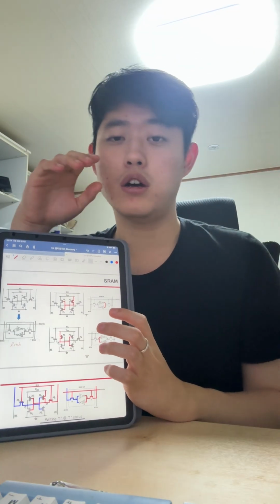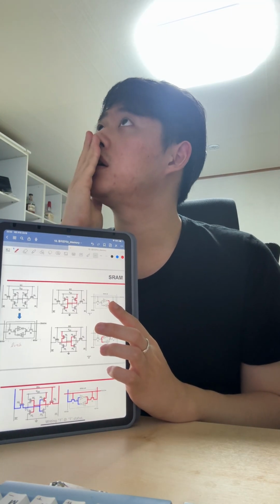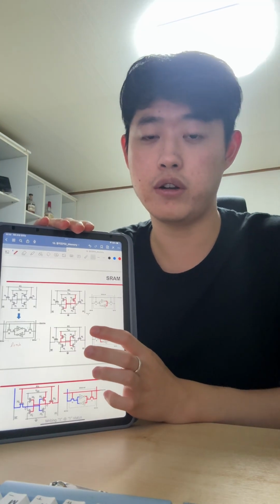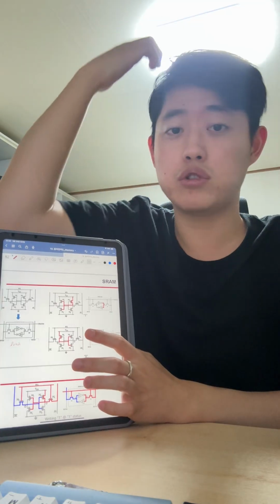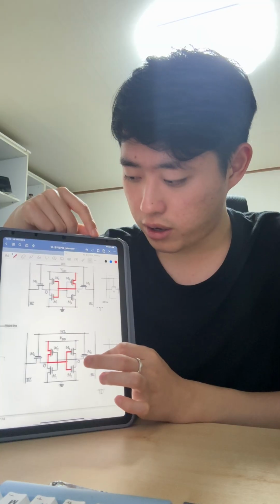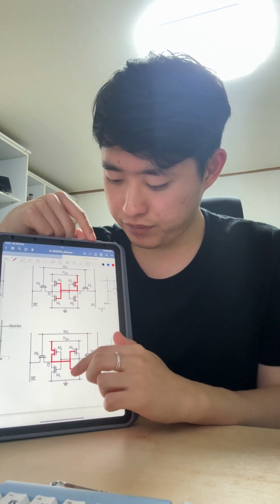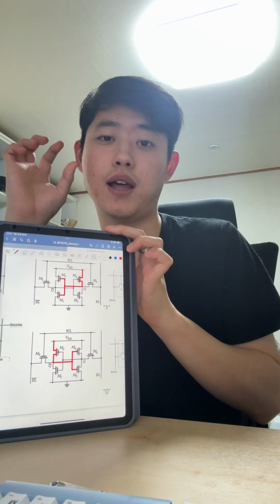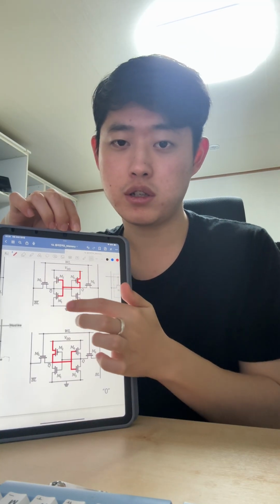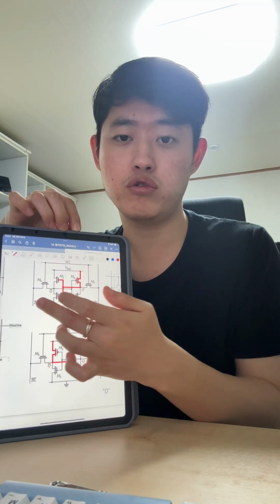SRAM is very high speed, but a very high cost memory. It is used as cache memory in the CPU. There are 6 transistors in one SRAM cell. The operation is like a latch. You know latch. There are 2 inverters here and 2 transmission gates.